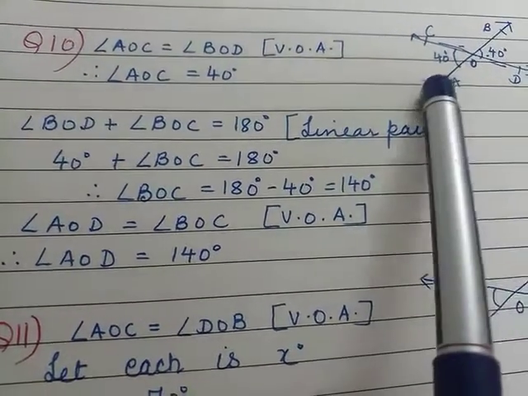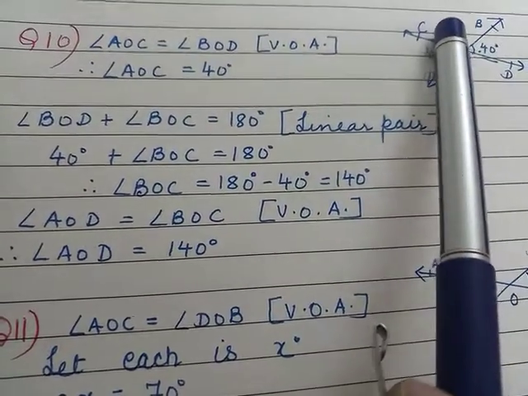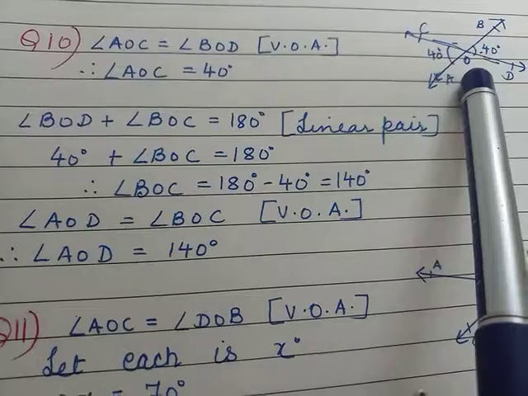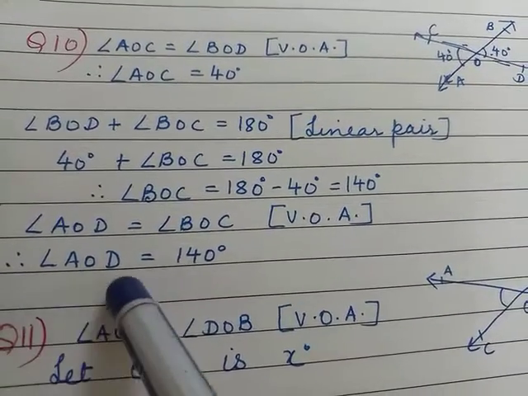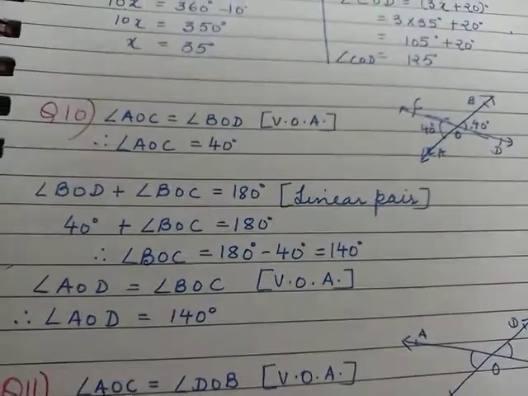And now we are looking for the value of angle AOD. Angle AOD is vertically opposite to BOC. So we'll write the measurement of angle AOD is equal to 140 degrees.